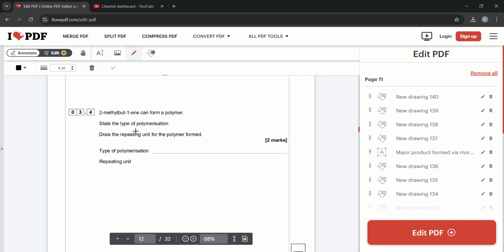And then it says 2-methylbutene can form a polymer. State the type of polymerization. It's going to be addition polymerization. And then it says for 1 mark, draw the repeating unit for the polymer formed. So 1 mark for the type of polymerization, 1 mark for the repeating unit.